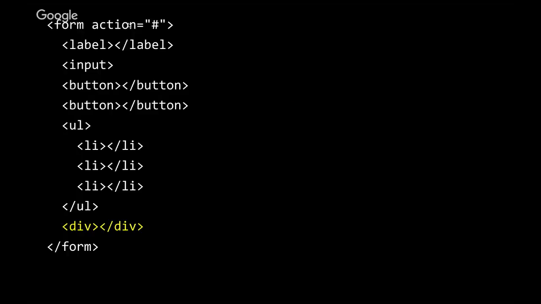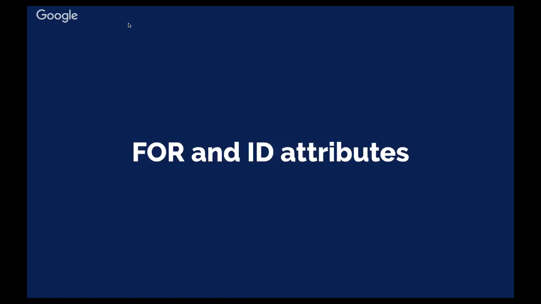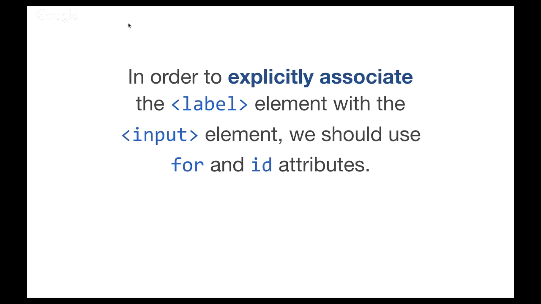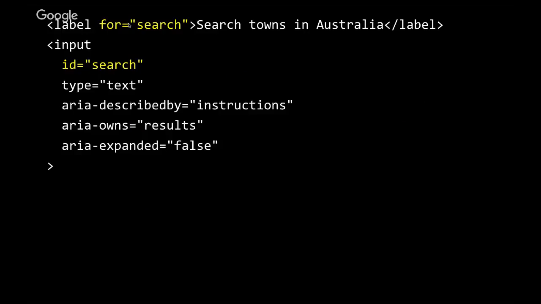So that's the crux of it, and now I'm going to dive into the depths of it and look at each of these. And to start with, this is very obvious now, it's been used for many years by many people, but you should use the for and ID attribute. So in order to explicitly associate the label with the input, we should use these two attributes. And in this bit of code on screen, we have label for, and then the value is search, and the input has ID search. So these two elements are now explicitly associated.